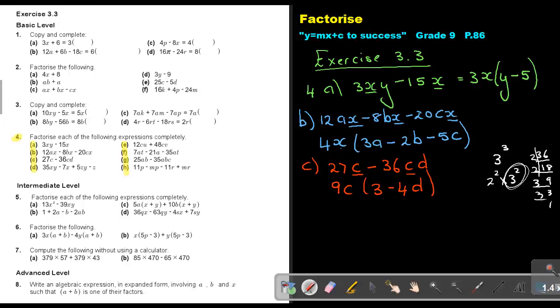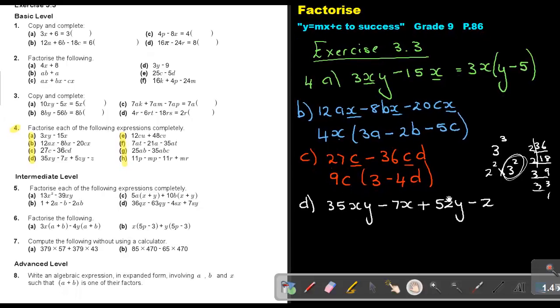Okay, and if you do the number D, so it's 35xy minus 7x plus 5zy minus z. Now, if you look at this one, you will see there's 1, 2, 3, 4 terms. And there's not a common factor that I can take out of all. Then remember, it's grouping. So I will just start, and I will see what is the biggest number that I can take out of these two. Definitely 7 and x. And if I divide, what will I get? 5y, because the x cancels. Negative 7 divided by 7 is negative.